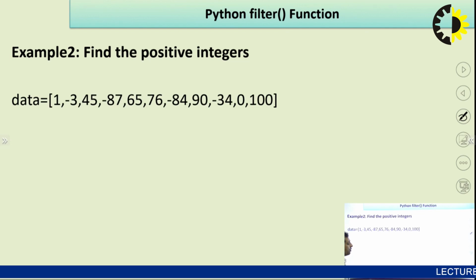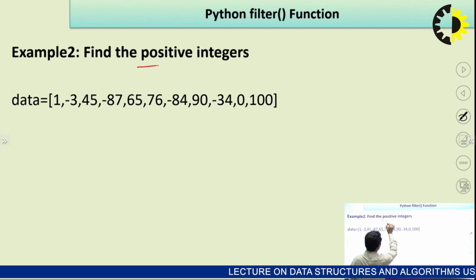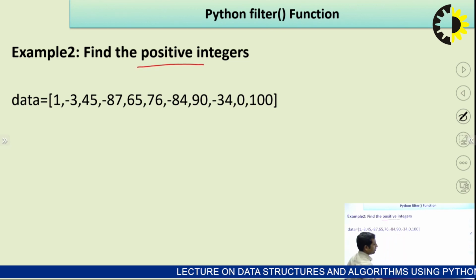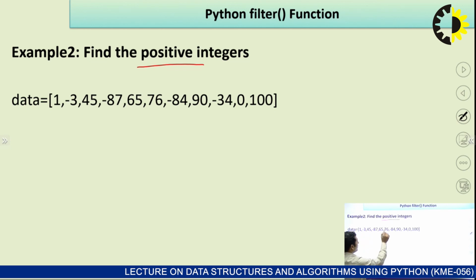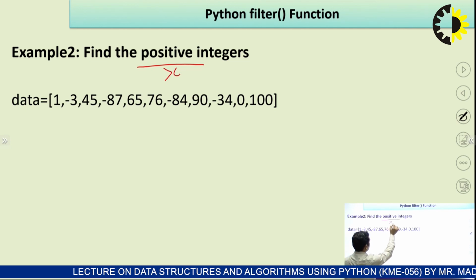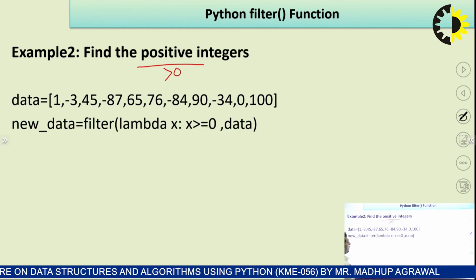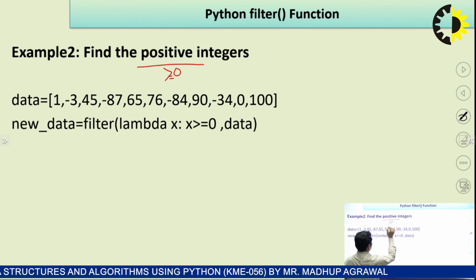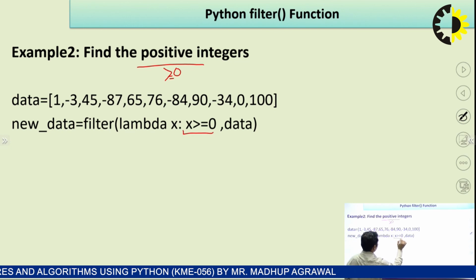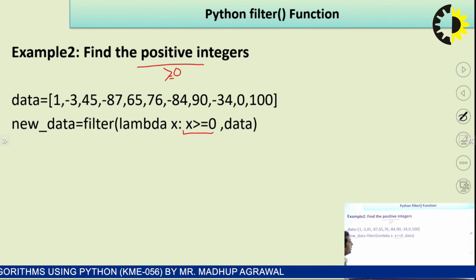Now, find the positive integers means we want to filter some data, or we want to choose some data according to the condition. What is the condition? Positive is the condition. Positive means the number which is greater than or equal to 0. Here this is the condition according to our given problem statement. So here we also use the lambda function.